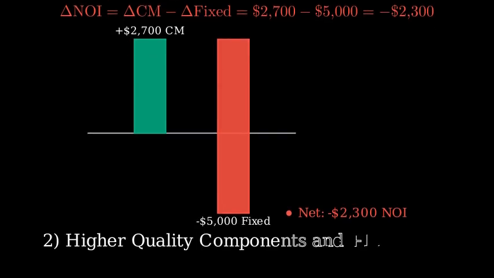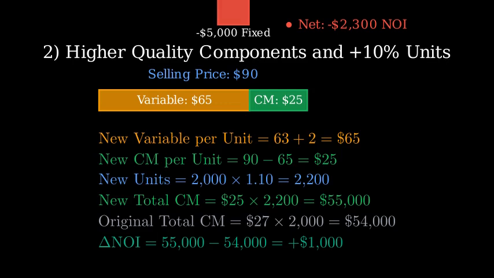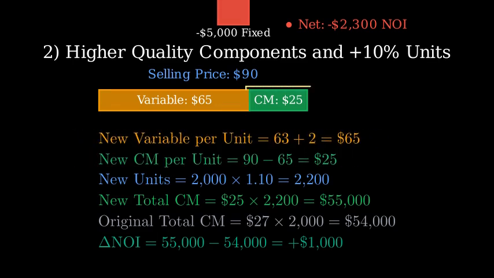Problem 2. We return to the original data. The company upgrades to higher quality components that increase variable expense by $2 per unit, and unit sales increase by 10%. First, update the contribution margin per unit. Variable expense becomes $65, so contribution margin is 90 minus 65, or $25 per unit.